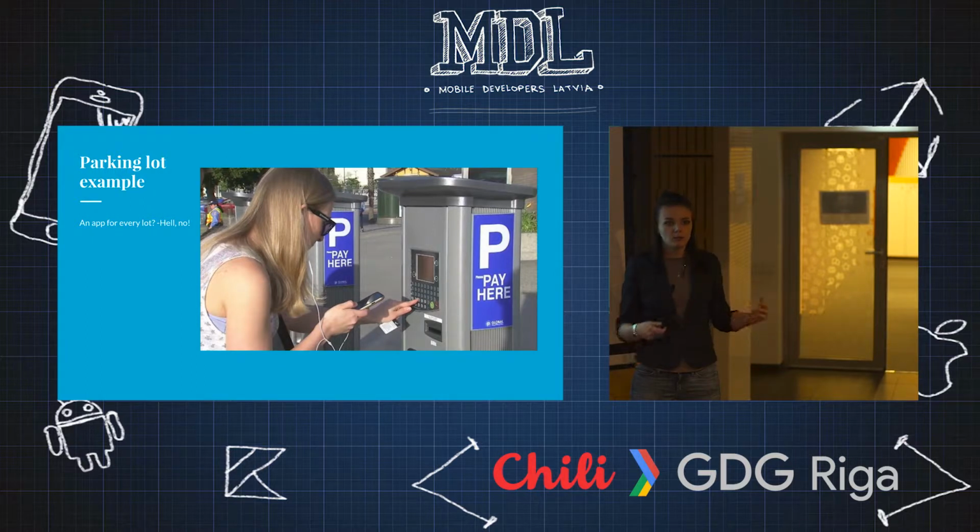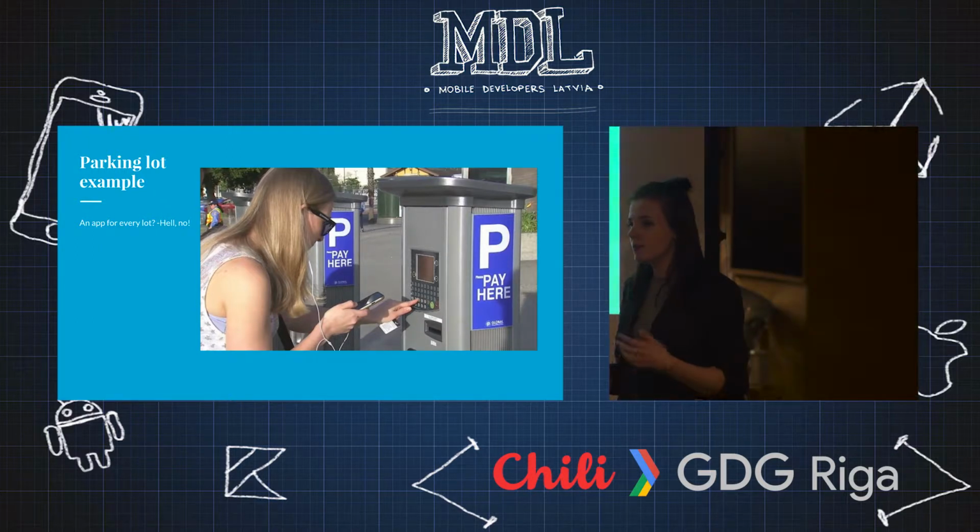It would probably be more reasonable to have an app so that you can walk away from your car and pay for your parking using an app. But of course I would not install an app for every single parking lot that I go to. I would not want to install an app, pay for my parking, and then never go back to the parking lot again. That would also suck. So an instant app is actually a really good use case for this kind of example.